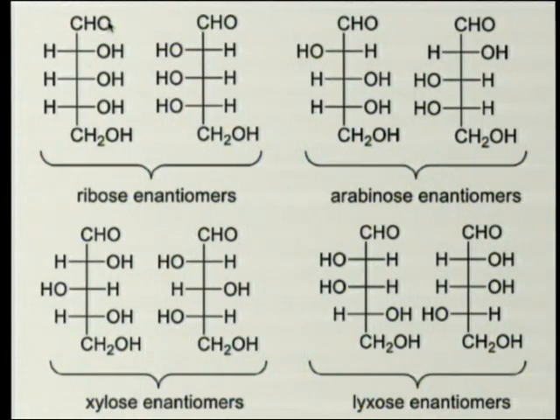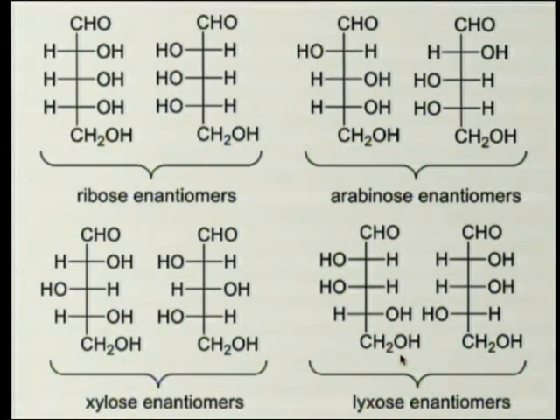The easy way to visualize this is to think of the CHO group going down, the CH2OH going down, and all the H's and OH's sticking up, and that'll give you a good picture. You'll notice these two are mirror images of each other. These two are also mirror images of each other. These two are mirror images of each other, and these two are mirror images of each other. But none of these are exactly the same as the other one because of the precise arrangement.